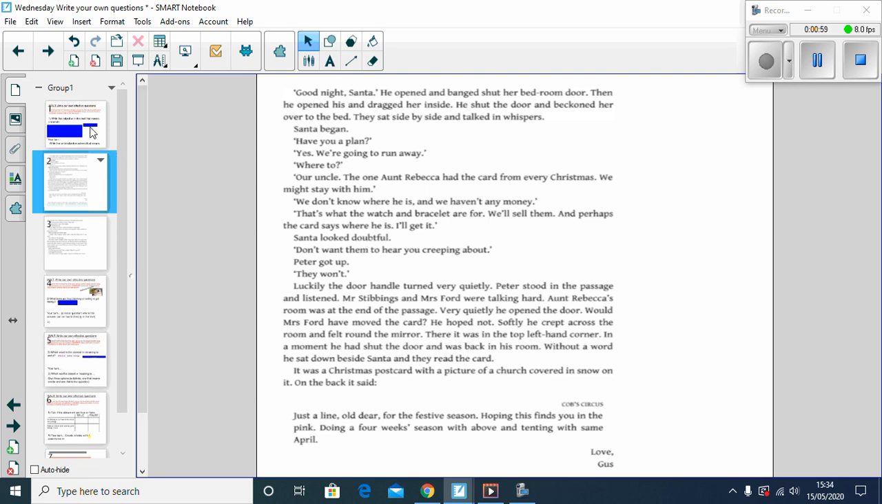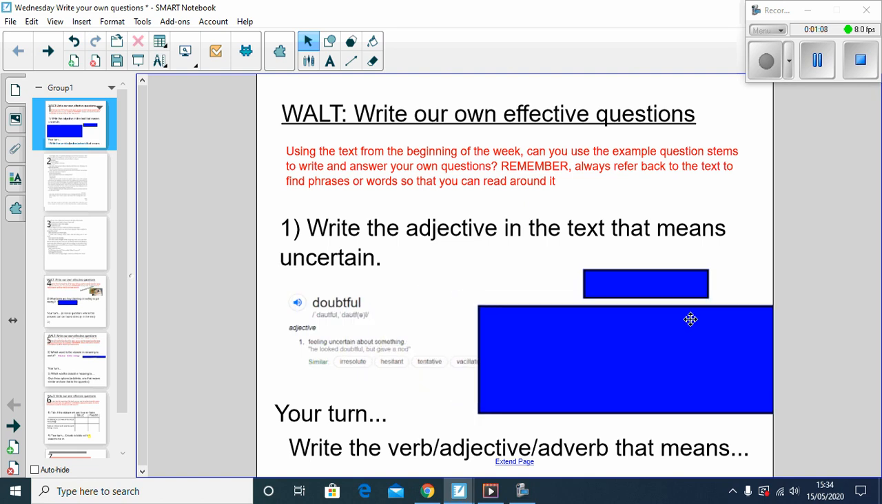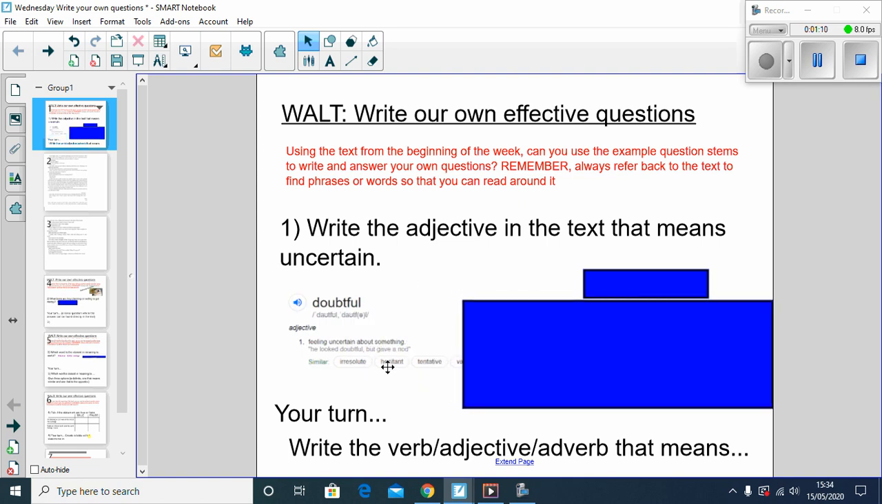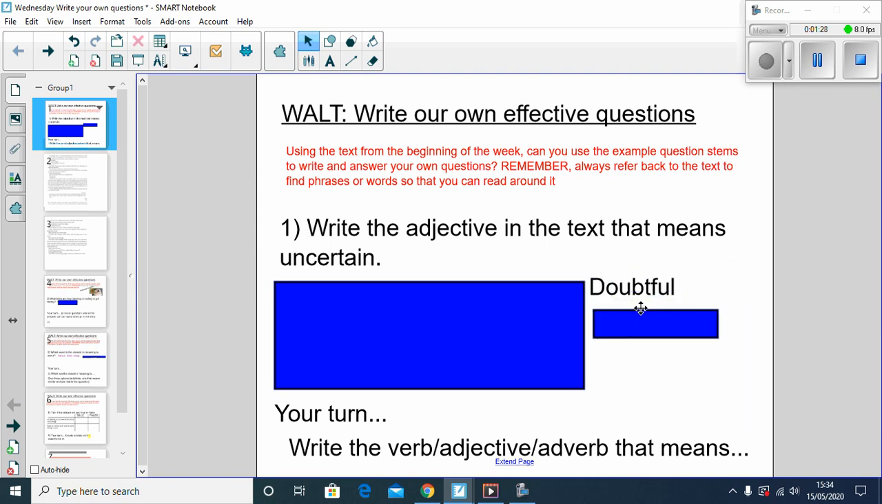So I'm going to write the adjective in the text. Well, what does doubtful mean? If I'm not sure, I can use an online thesaurus. It says doubtful means hesitant or feeling uncertain. So I'm going to use that word uncertain. My question will be: write the adjective in the text that means uncertain. I know that in the text the word is doubtful, so I've answered my own question there.